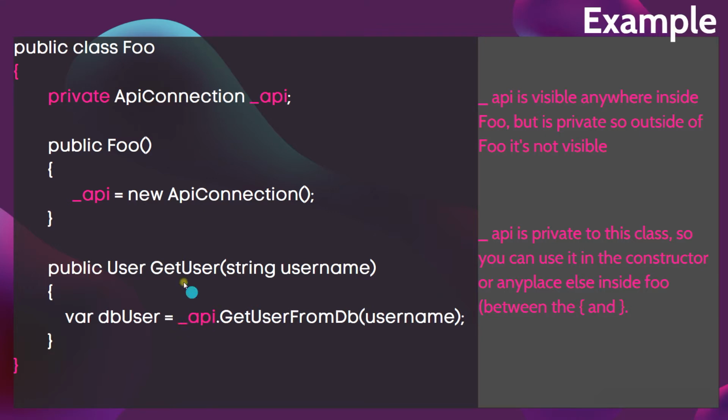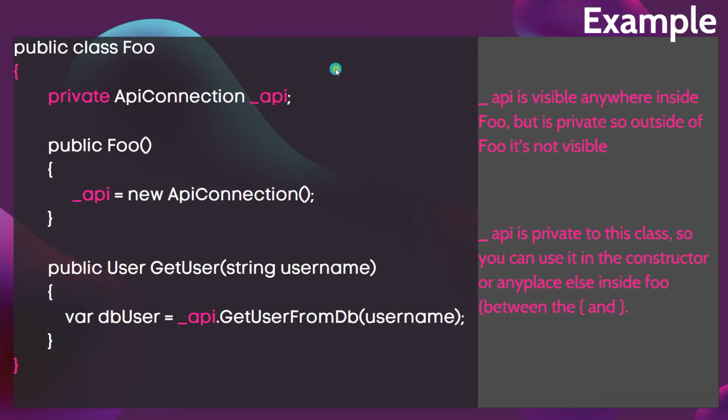Underscore API down here, we can use inside getUser because it's defined all the way at the top. It's private to this class though. So if we went outside of this class and created a var myFoo equals new foo, we could then not say myFoo dot underscore API. We cannot access underscore API from outside of the foo class.